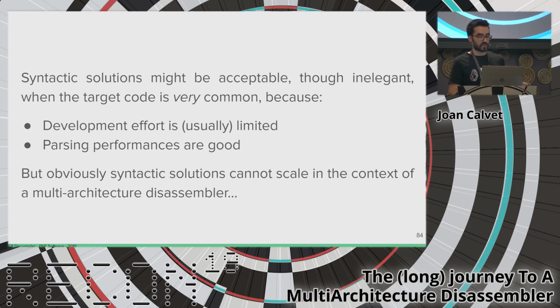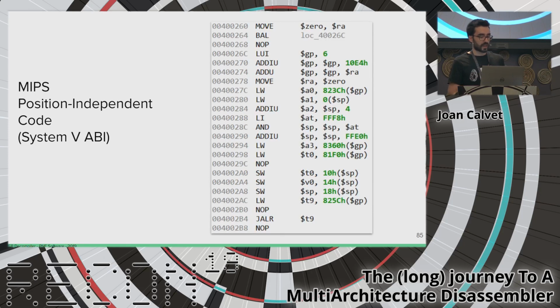Obviously, syntactic solution cannot scale, especially in the context of a multi-architecture disassembler where we have to deal with a large number of situations where the control flow is hard to compute, depending on the architecture, the compiler optimization level. And it's not only a diversity problem. There are cases where pattern matching is clearly inappropriate. To illustrate that, let's look at another example.